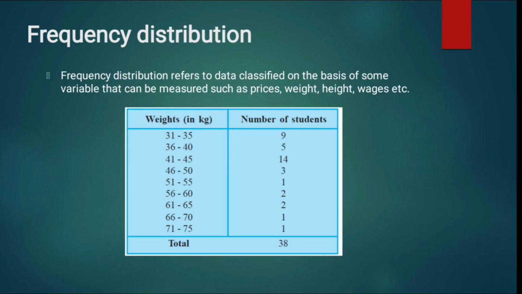Fine. So here there is no need to interpret or analyze the data. This is just an example of a frequency distribution. It is just a general table of weights and number of students.